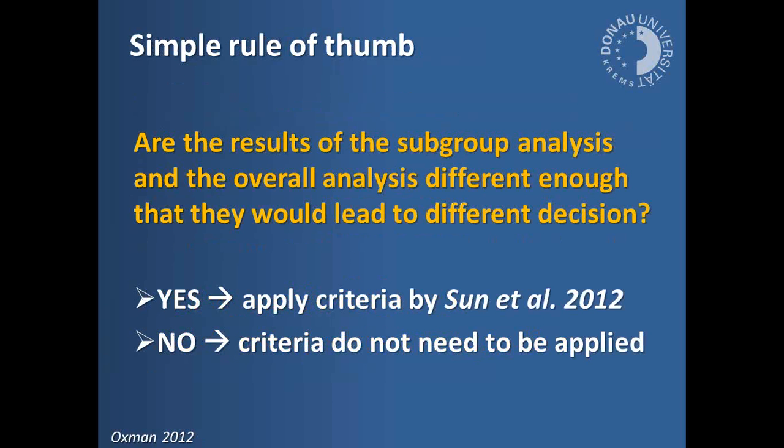So Oxman replied in an editorial on this paper, and he said we could maybe use a simple rule of thumb. So he's questioning, are the results of the subgroup analysis and the overall analysis different enough that they would lead to different decisions? If yes, you can apply those criteria I mentioned before from Sun et al. And if no, you don't have to apply the criteria because they are not relevant.